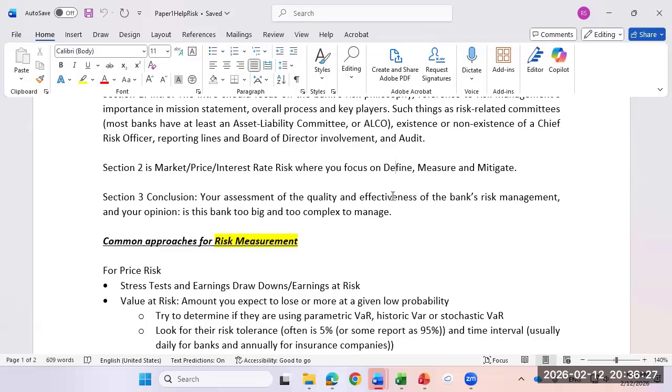Some students get my definition of market risk and put that in their paper. I don't care what I think it is. I want to know what your bank says it is. And you'll have a definition. Every bank has a definition of that. It will also, in that definition, include what it includes.